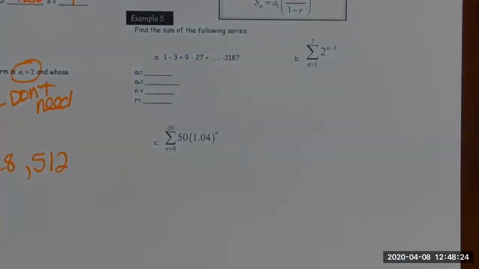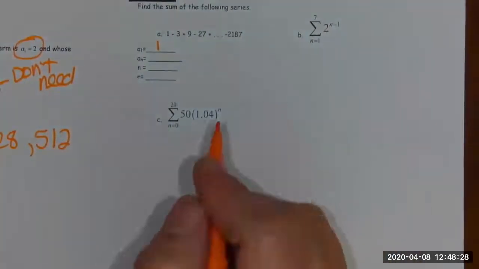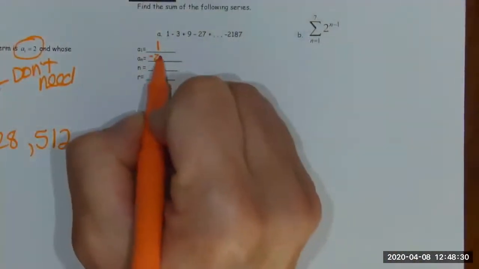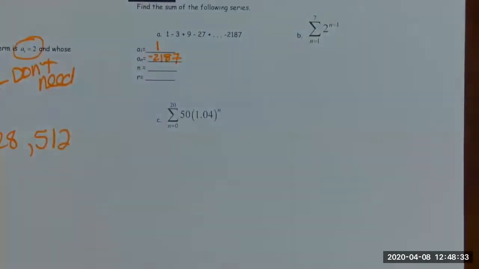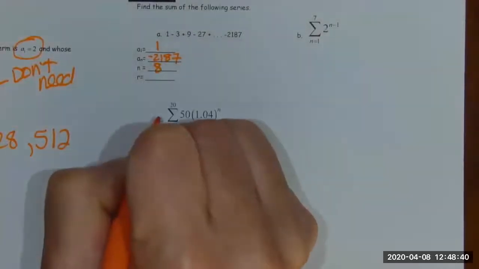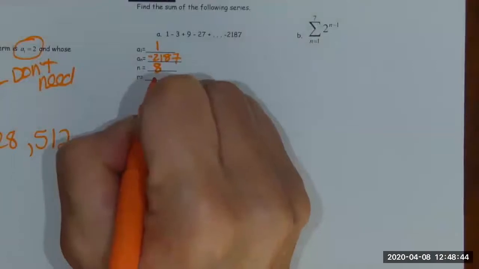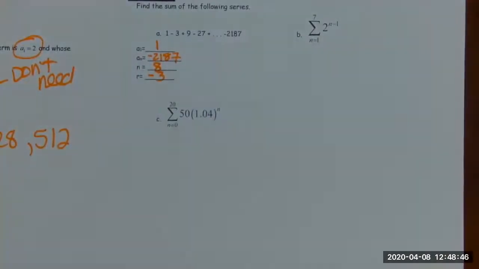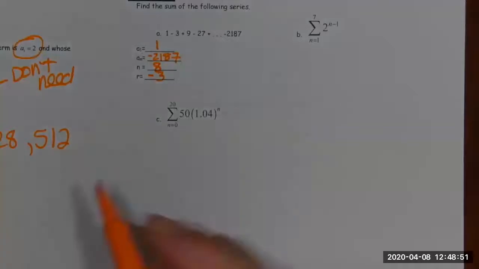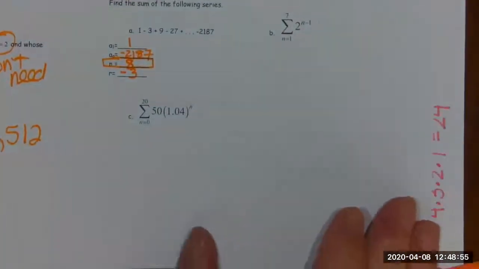So let's see what we know. Here we know that a1 is 1, an, the last one, is negative 2187. Again, I'm practicing some vocab. Sometimes we need it. n is 8, and r is negative 3. Now, how did I figure out n? I jumped ahead and I figured that out. We didn't really know n in this case. So you tell me how you would solve for n.